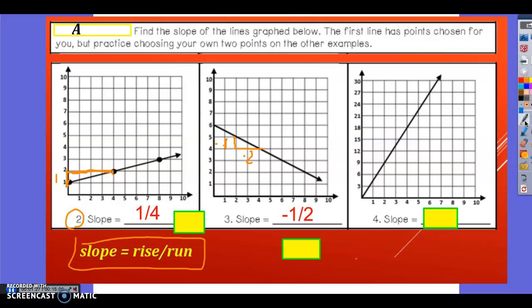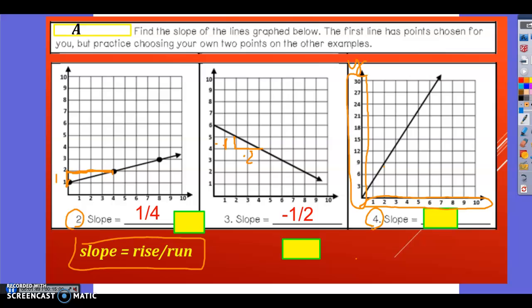If I look at this last example, problem number 4, there's a little bit of a trick to it. If we look at this y-axis here, they are not counting by 1s anymore. They're counting by 3s. So every time you go up or down the y-axis, you're counting by 3s. They're counting by 1s along the x-axis. So that's something to keep in mind as you're calculating your rise over run.